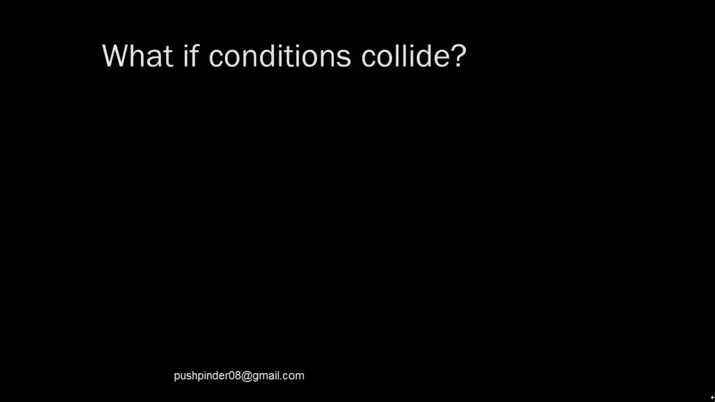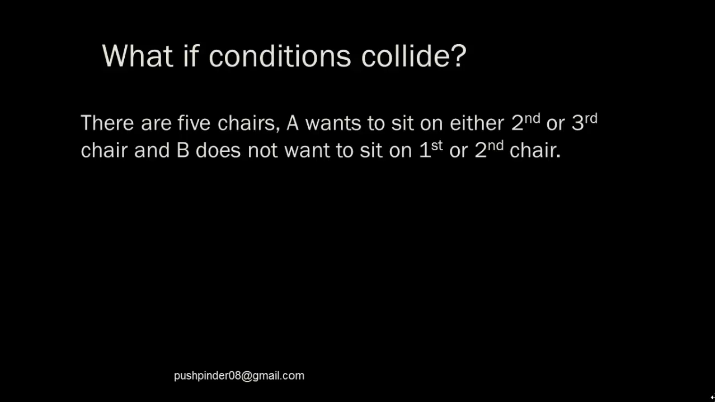Now what if conditions collide? I'm amazed Preeti didn't ask me a question. What if conditions collide? What do you mean by that? Now let me show you. There are 5 chairs. A wants to sit on either second or third chair, and B does not want to sit on first or second chair. So these are the 5 chairs, 1, 2, 3, 4, 5. If we go by the question, we satisfy this wants-to condition first.